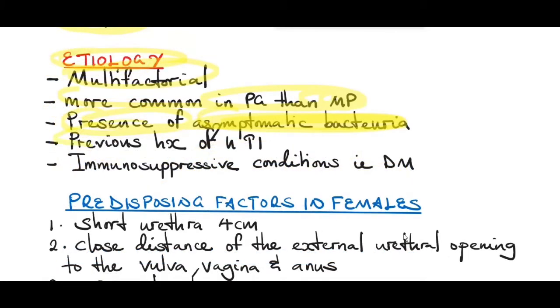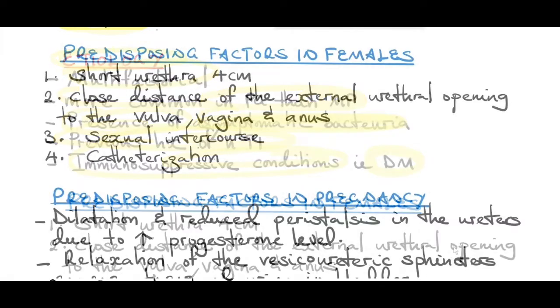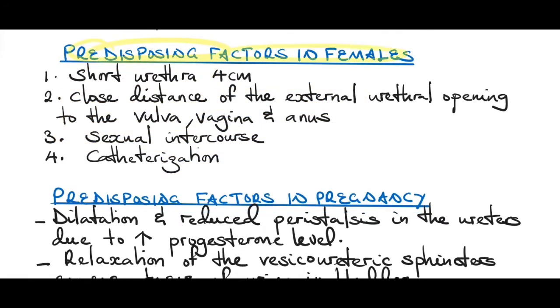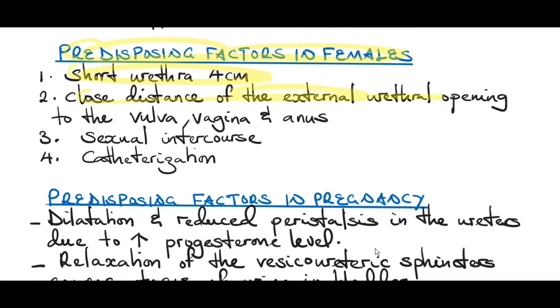There might be a previous history of a urinary tract infection, and immunosuppressive conditions like diabetes mellitus confer a risk for you to acquire a urinary tract infection. What are the predisposing factors in females that make them more likely to get a urinary tract infection than males? They have a short urethra, which is about 4 centimeters. So this actually makes it easy for bacteria to ascend from the urethra into the bladder. There is also the close distance of the external urethral opening to the vulva, vagina, and anus.